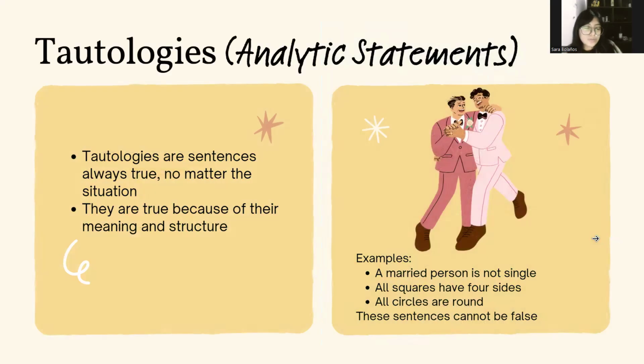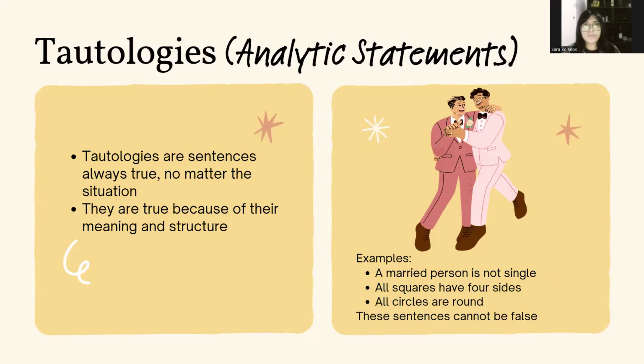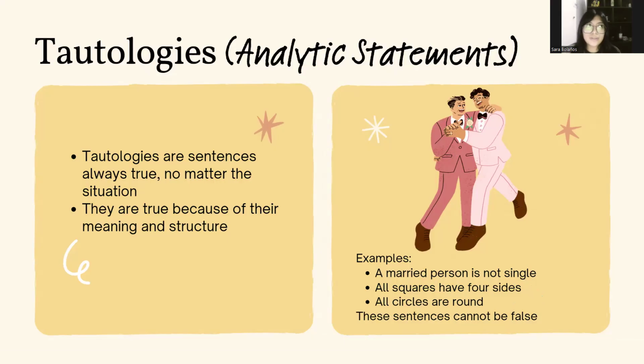Now, let's look at tautologies, also called analytical statements. A tautology is a sentence that is always true. It doesn't matter what happens in the real world. For example, a married person is not single. It's only true because of the meaning of the words. Another example, all squares have four sides. We cannot find a square with three sides.